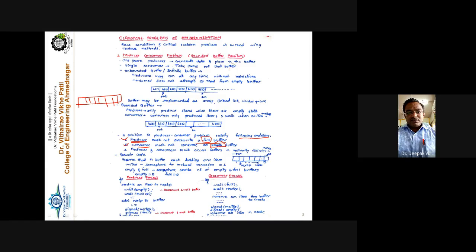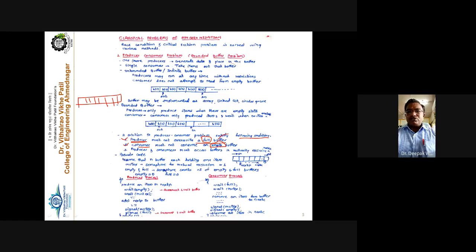Getting this point? What happens if the buffer is full and the producer still goes on producing? Definitely there is a chance of loss, because no space is available to accommodate the newly produced data, so whatever data is produced by the producer will get lost. And what happens if the consumer tries to grab the empty buffer? There is no item present in the buffer, but the consumer still tries to consume, meaning the consumer enters into some loop there.